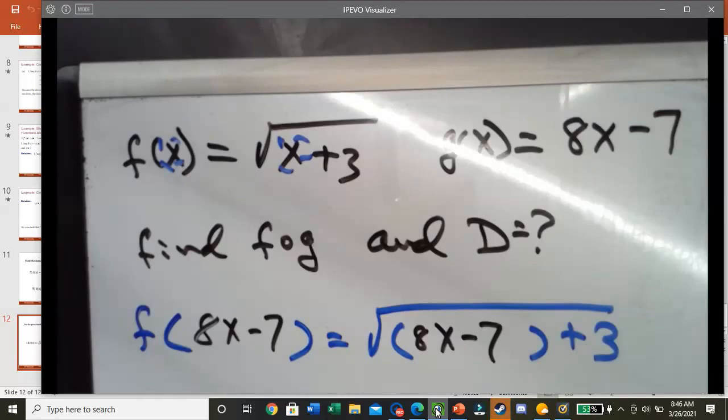Now we want to find our domain. So you take the radicand, right? Set it greater than or equal to 0 and solve. So you take 8x minus 4. There you go. That's right. And then you just solve for x from there.